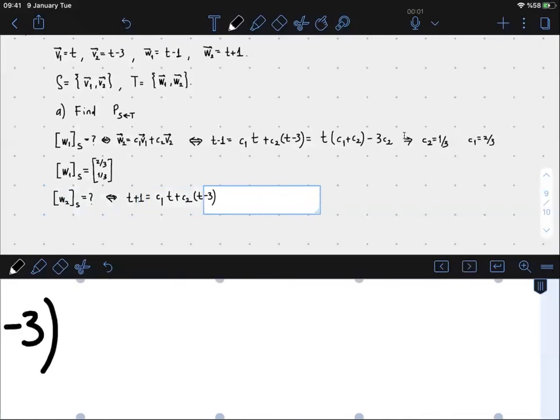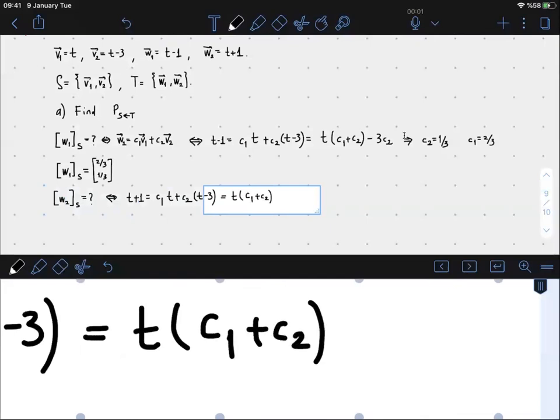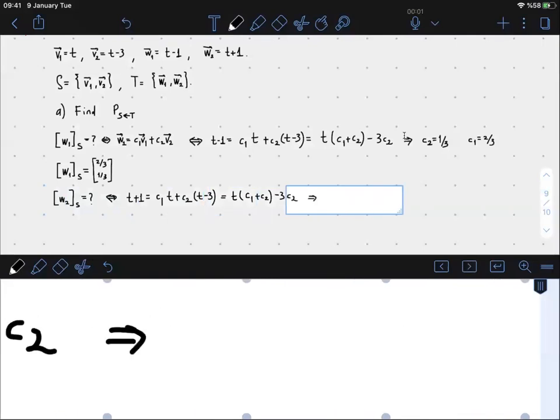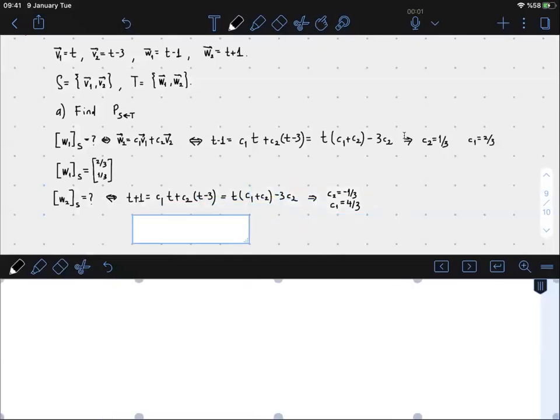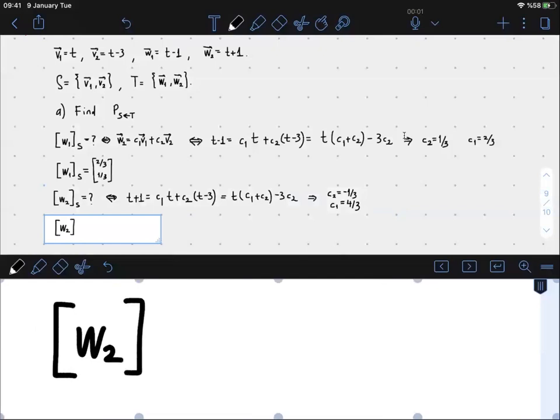Okay, so this time we get in T parentheses C1 plus, so same thing, right? Doesn't change, minus 3 times C2. Okay, so what does this give? This gives now C2 must be minus 1/3 and C1 must be 4/3. That gives us W2S, which is 4/3 and minus 1/3.